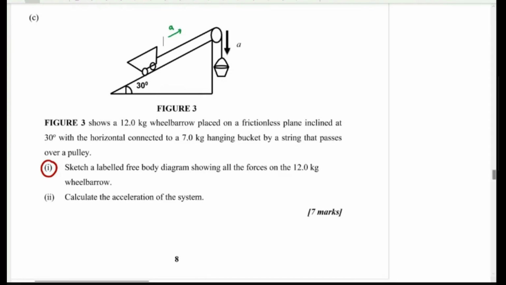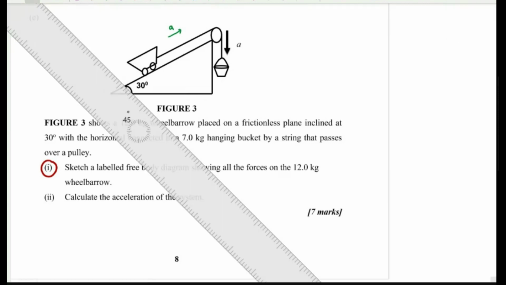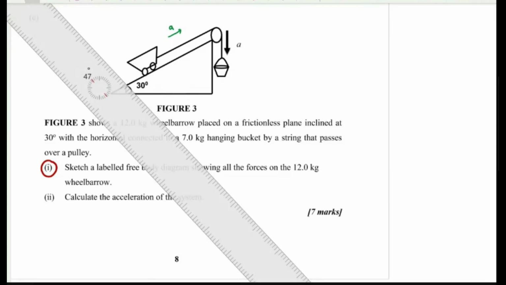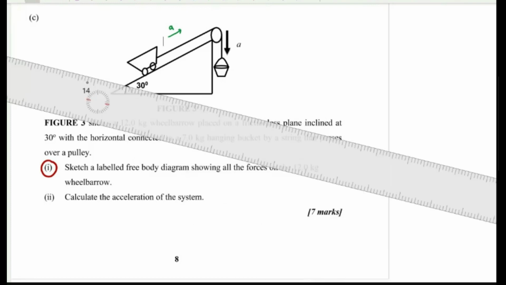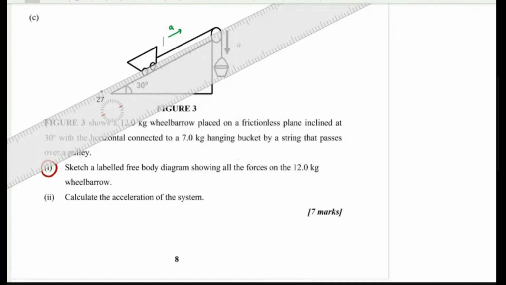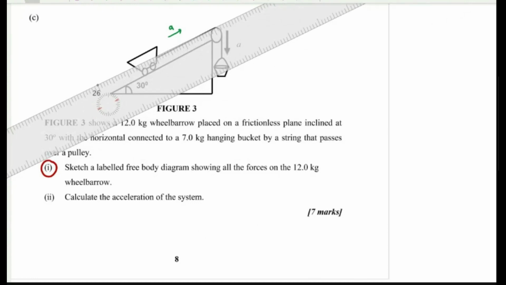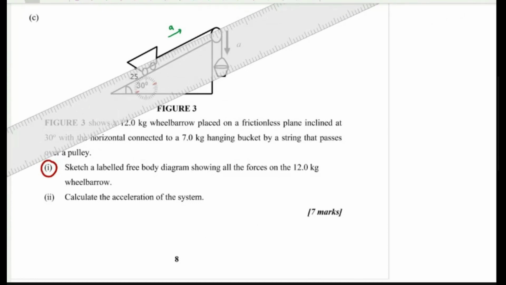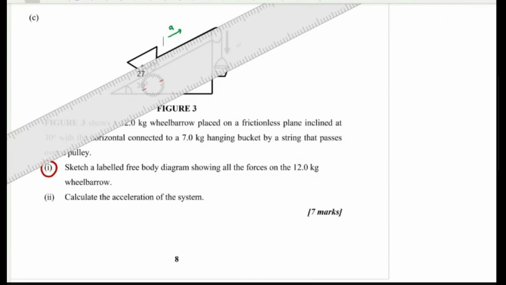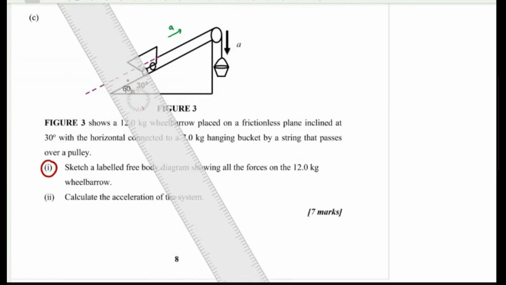So take a ruler. Draw one line that is perpendicular to the surface, and one line that is parallel to the surface. For example, this is the line parallel to the surface of the inclined plane. The line parallel to the inclined plane is the x-axis. So I put it like this. This must be the x-axis, and then perpendicular to the inclined plane is the y-axis.